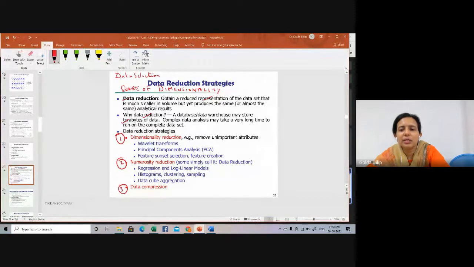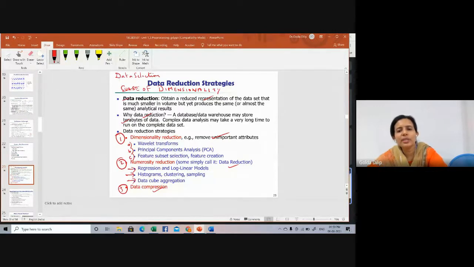Please make a note of all these. Dimensionality reduction, wherein you can remove the unimportant attributes. You have three techniques here. The first is wavelet transforms. The second is principal component analysis. The third is feature subset selection or feature creation. The second category is numerosity reduction, or simply data reduction, wherein you have techniques such as regression, log linear models, histograms, clustering and sampling, and data cube aggregation. Finally, the third technique is data compression.